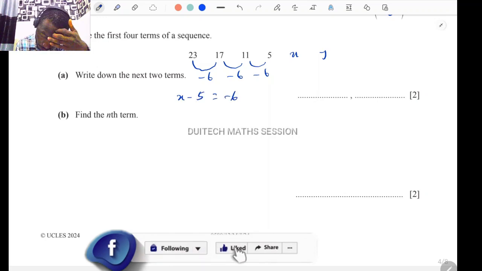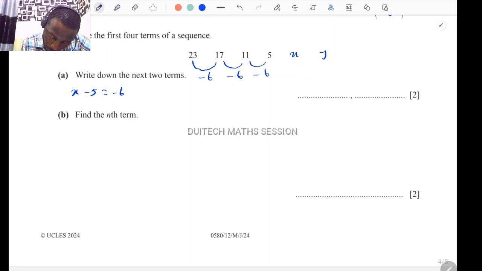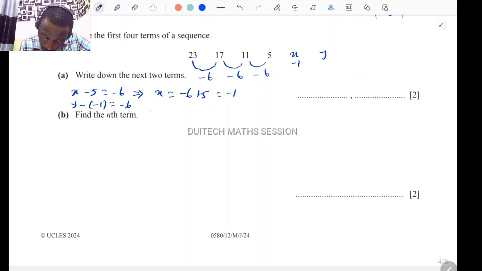So x minus 5 will give me minus 6. The minus 5 crosses over to collect like terms, so x equals minus 6 plus 5, which gives us minus 1. So x is minus 1 here. The same goes for y: y minus, in brackets, minus 1 is equal to minus 6. So it implies that I have what?